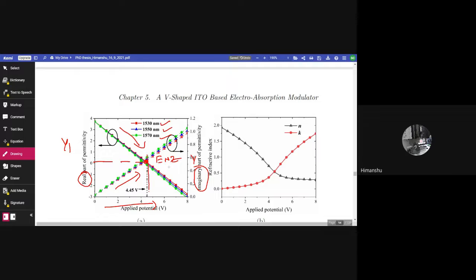Therefore, we are using this voltage, that is 4.45 volt, in our calculation as the off state for the device, where the material can absorb the maximum amount of energy. And here there are two y-axes, one for the real part of the permittivity and one for the imaginary part of the permittivity, which is indicated by the arrow.